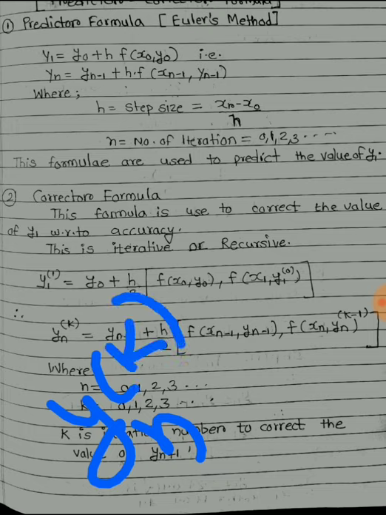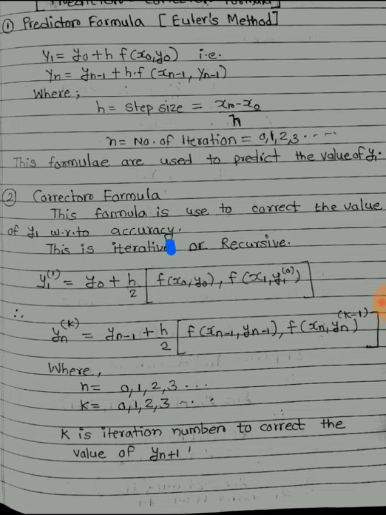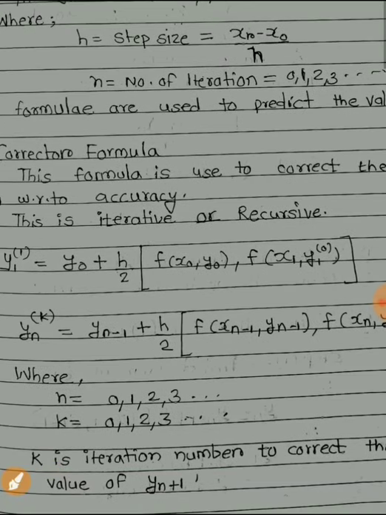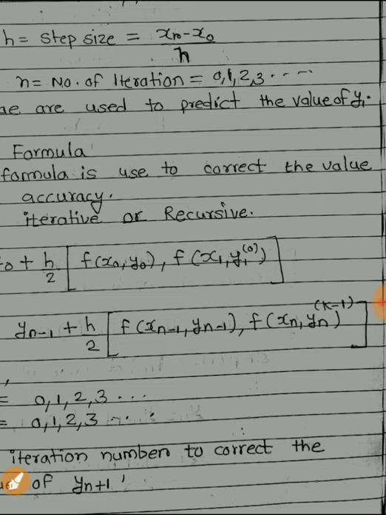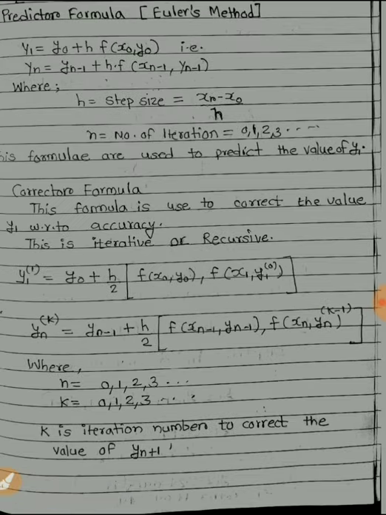So likewise, I have written here yn means the nth value of y raised to power k, that is the kth iteration for calculating the corrected value, equals yn minus 1 plus h by 2 into f of xn minus 1, comma yn minus 1, comma f of xn, comma yn raised to power k minus 1. Now you may not understand this very easily, but while solving the problem, I am confident you will definitely understand what I just said or what is written.